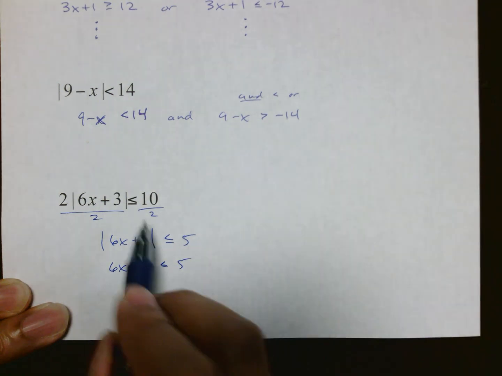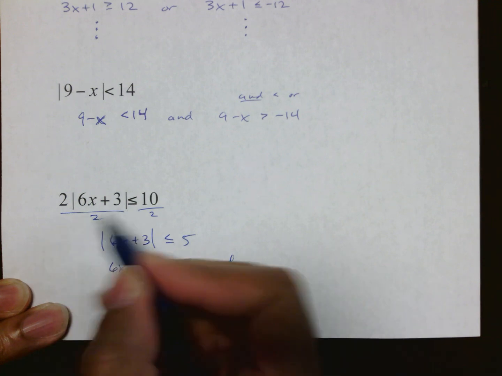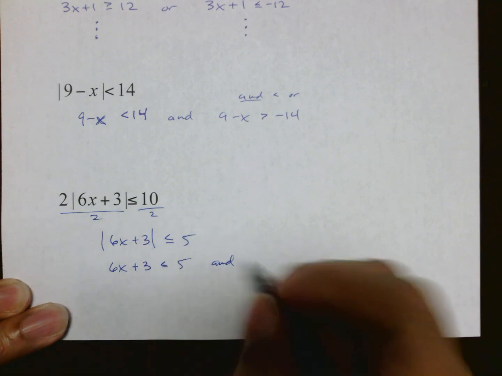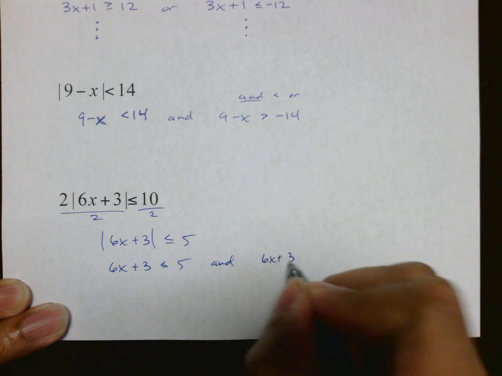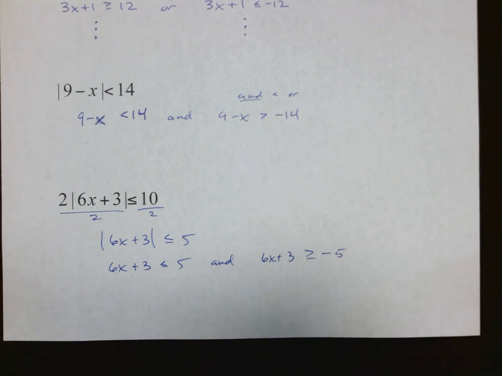I don't think I need to write the words anymore. That would be pointing at and. Hopefully you'll get used to that: and is on this side, or is on that side. And then 6x plus 3, switch the symbol, and negative 5.